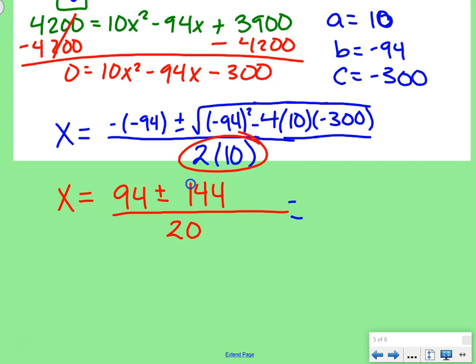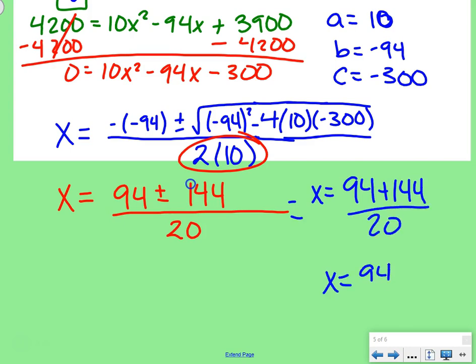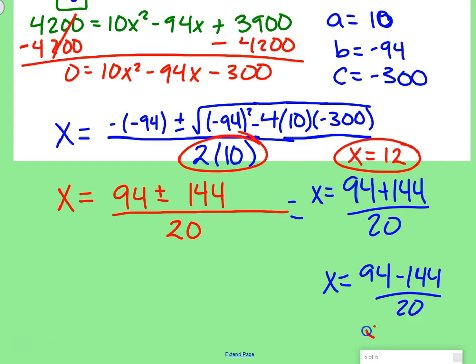Our two cases are going to be x equals 94 plus 144 divided by 20, and x equals 94 minus 144 divided by 20. If we solve both of these, x equals 12. And here x would be negative 2.5, which we would round to about negative 3. Again, this is a real life situation, so our negative answer in this case doesn't work, so we're just going to work with that positive answer.